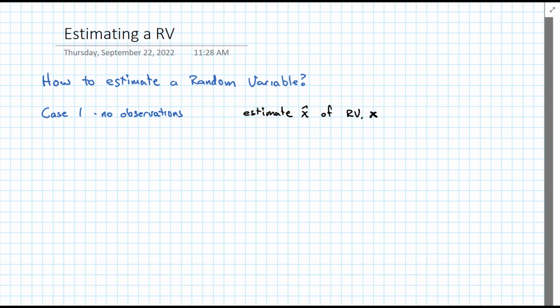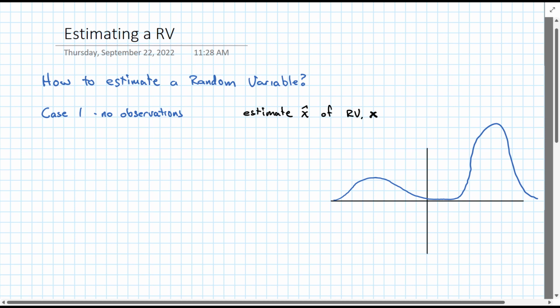Perhaps we have a probability density function for that random variable. So I'm going to draw a little bit of a crazy one. Maybe something like this. So this is our PDF. What could we guess? We have no observations, so we could guess the most likely value, which would be the mode, which is the peak of the distribution of our PDF.